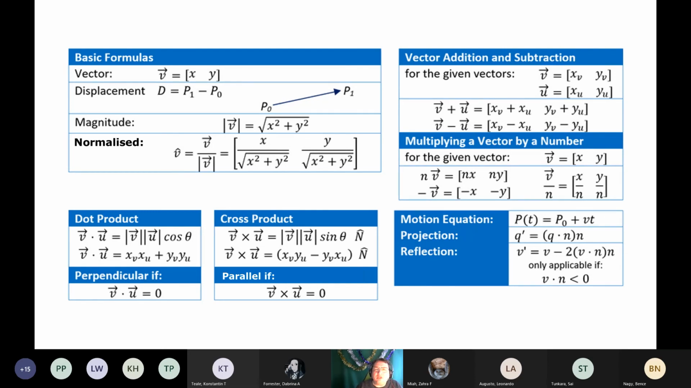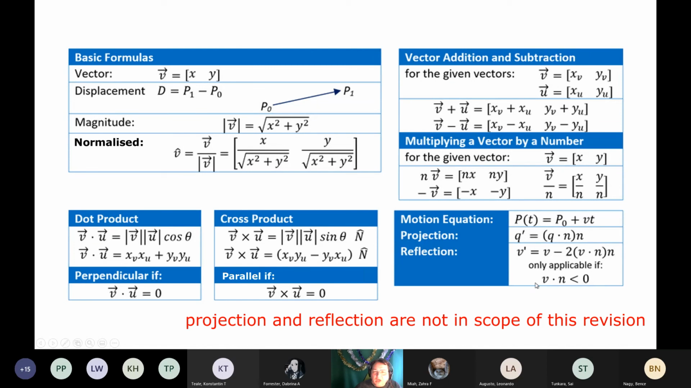I hope it is. The final slide shows your formula sheet in which you have all the formulas you would need in the test. So you have the general formula for a vector, displacement as the destination position minus original position, magnitude, normal, vector addition, vector subtraction, multiplying a vector by a number, including the division of a vector, dot product, the definition formula and the fast formula, cross product, the definition and the fast formula. You can always ignore these normalized vectors, big N's here, okay? A test to find out whether two vectors are perpendicular or parallel. You also have the motion equation, projection formula, and reflection formula together with the applicability condition.